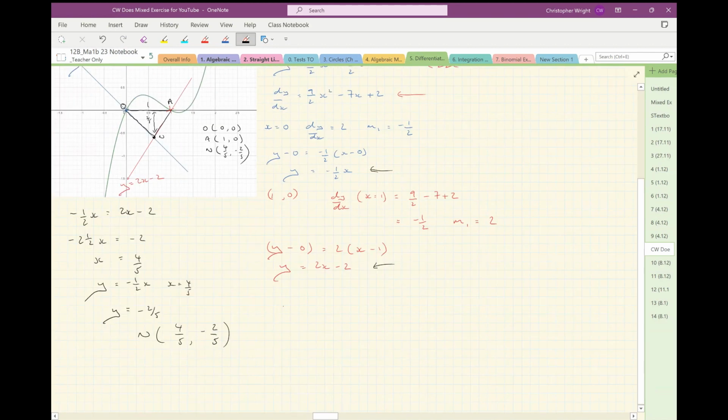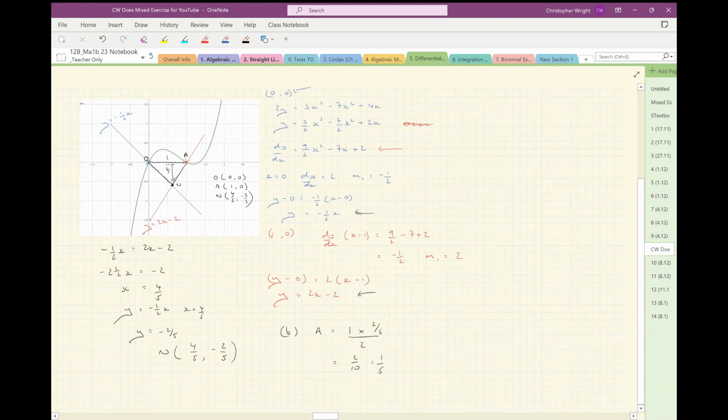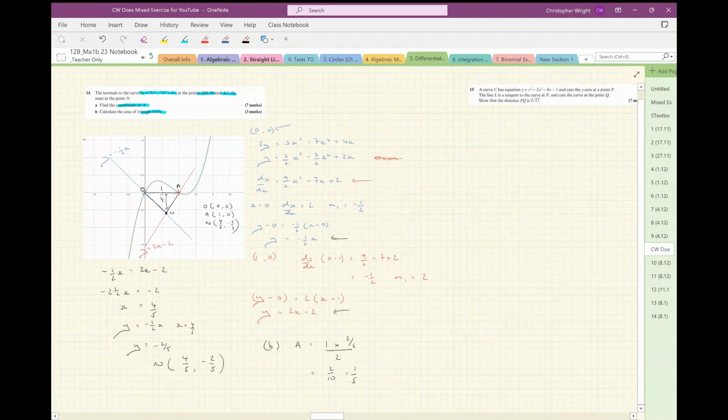let's do it down here, this is part B. So the area of the triangle is the base times the height divided by 2, which is simply 1 times 2/5 divided by 2, which is 2/10, which cancels down, of course, to a fifth. And that is question 14 complete.